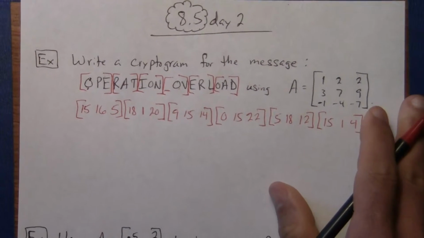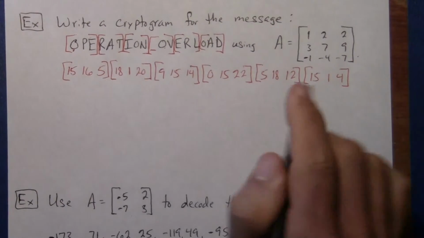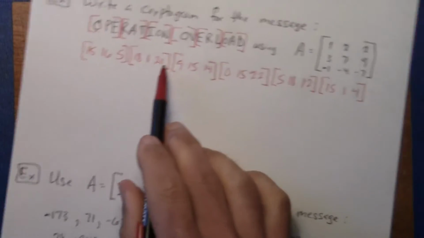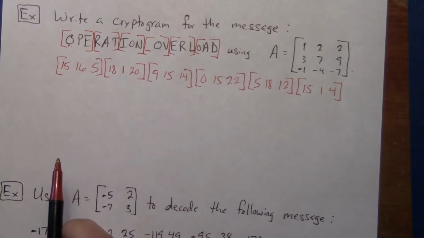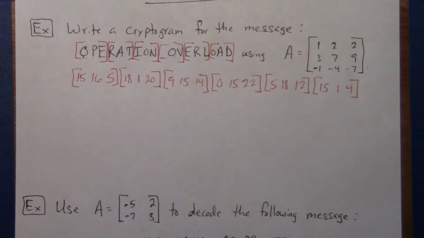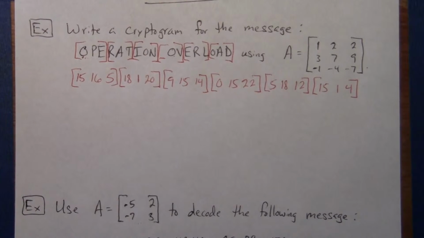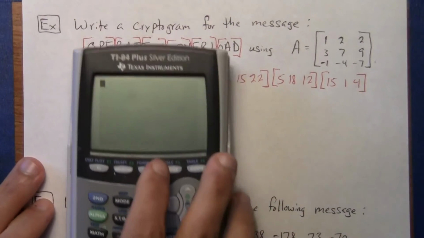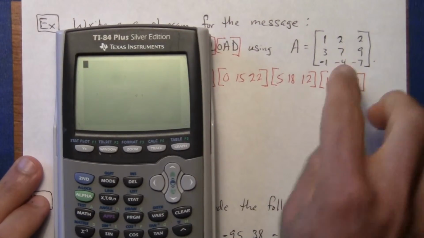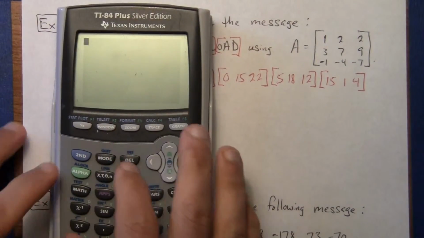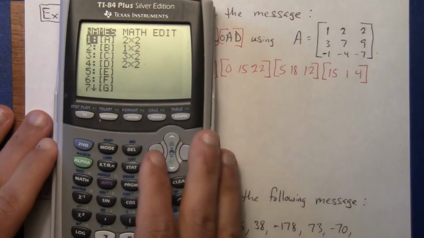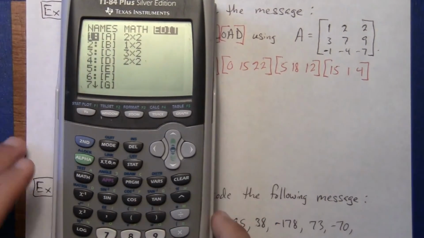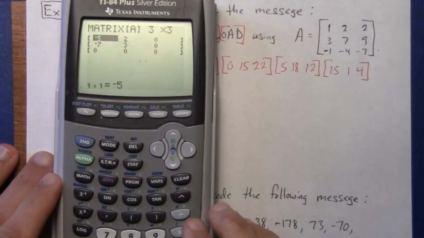And so I haven't written a cryptogram yet. All I've done is I've converted all of my letters into numbers using the alphabet and just using the numbers 0 through 26. So now to actually get them into the code, or into the cryptogram, what you need to do is take out your calculator. You're going to need to enter in that matrix, the coding matrix. So go ahead and go second matrix. Under edit, I would probably just pick the first one. This is a 3 by 3.